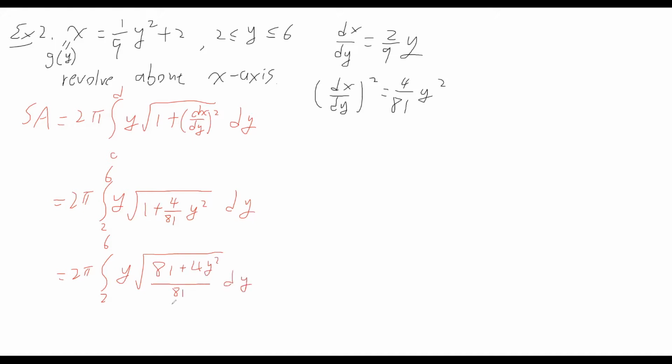Okay, and now this 81 in the denominator, we can bring it out, and then that'll be over 9, and then we can put it in the front. All right, so it will look like this: 2 pi over 9, integrate from 2 to 6, y times the square root of 81 plus 4y squared dy.